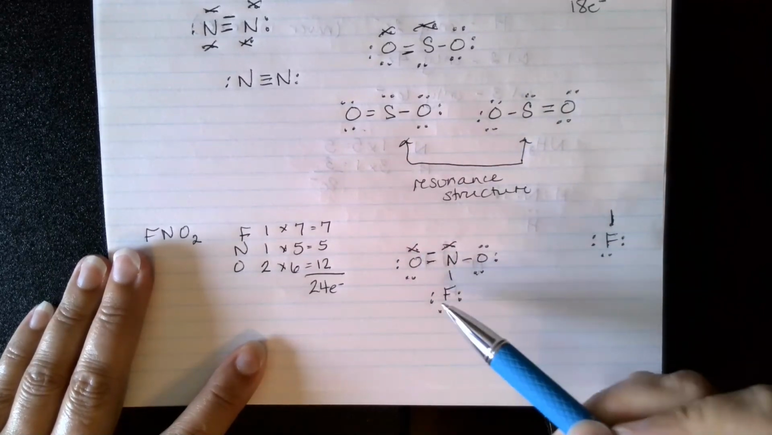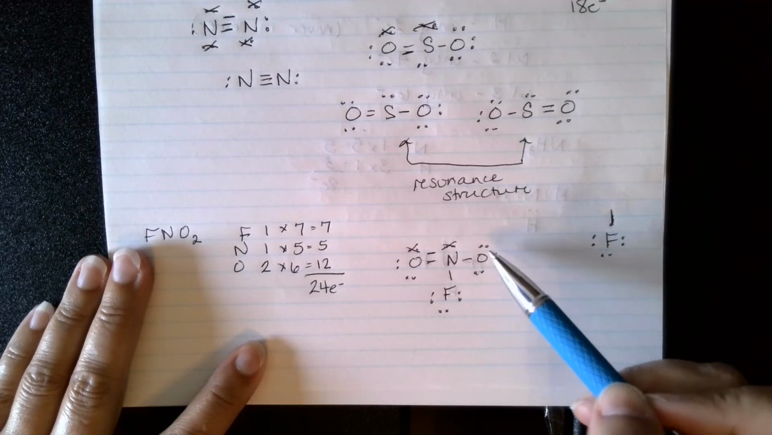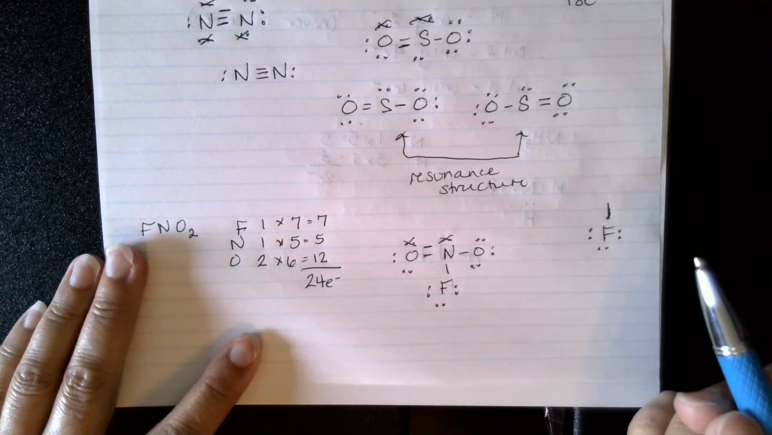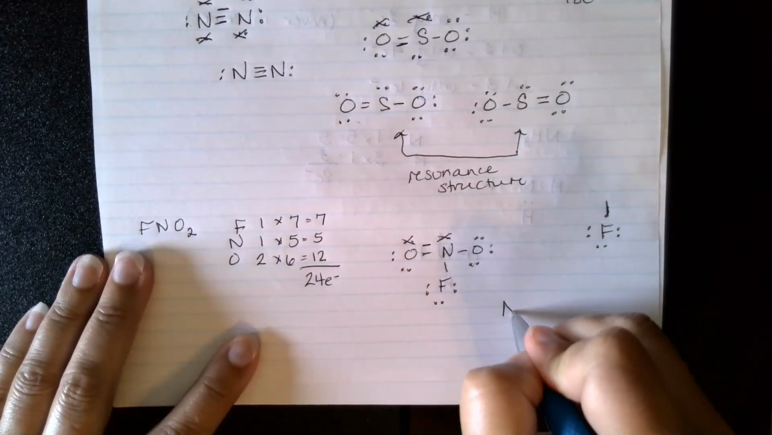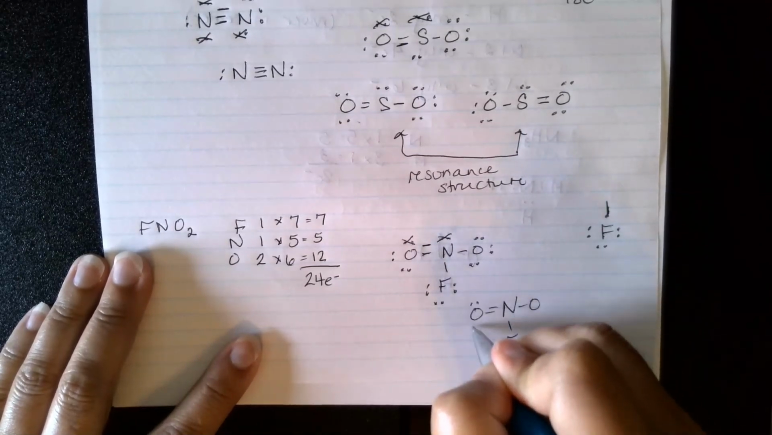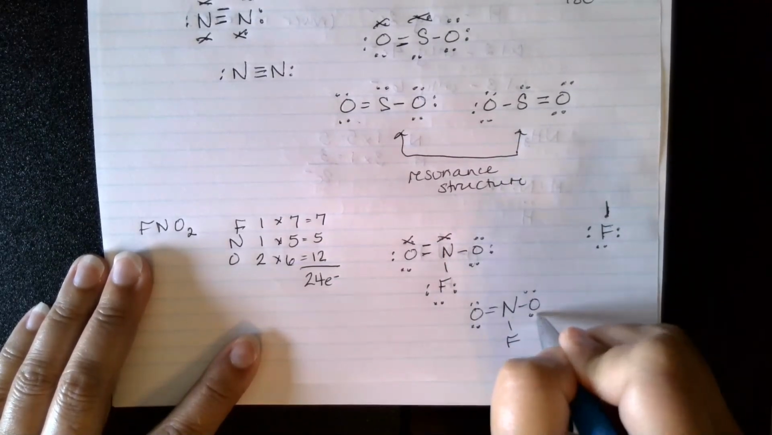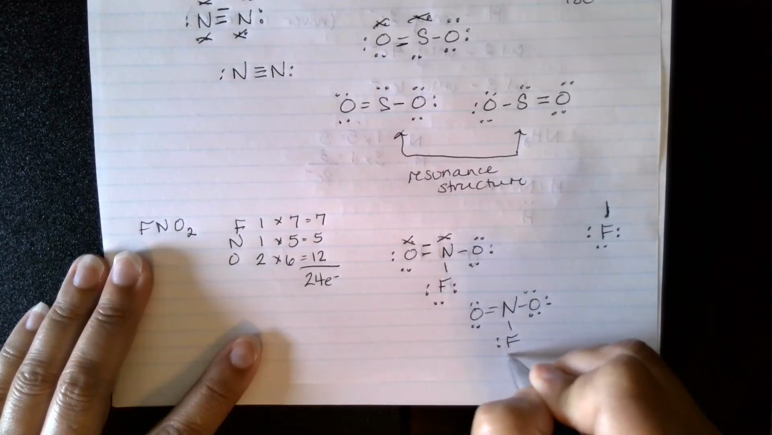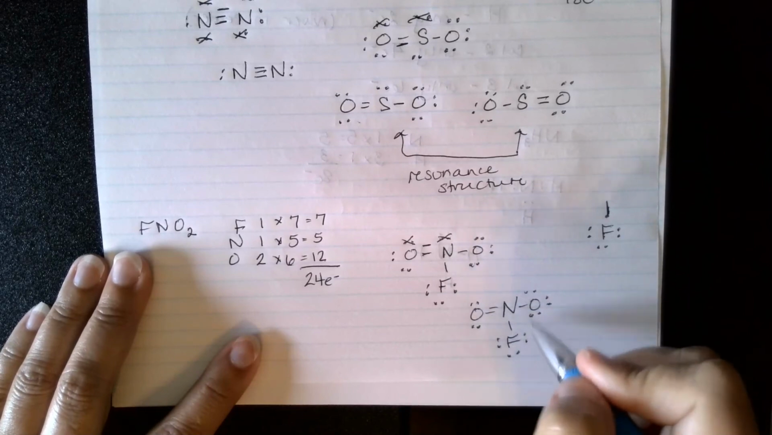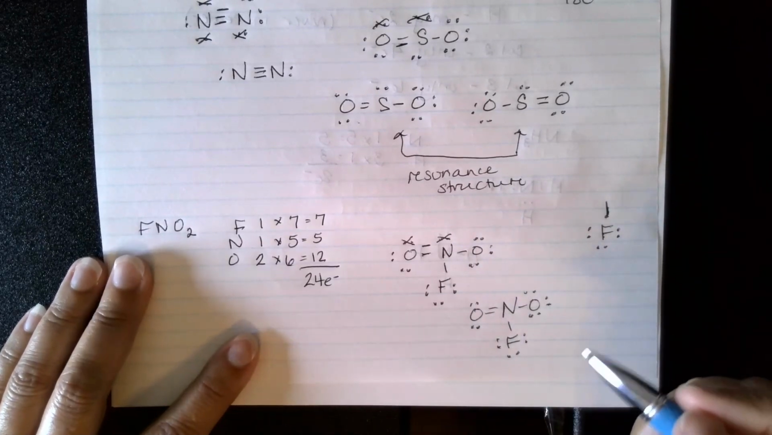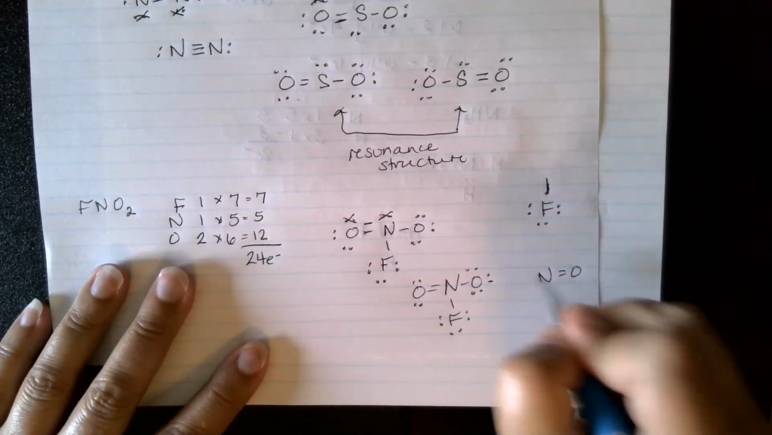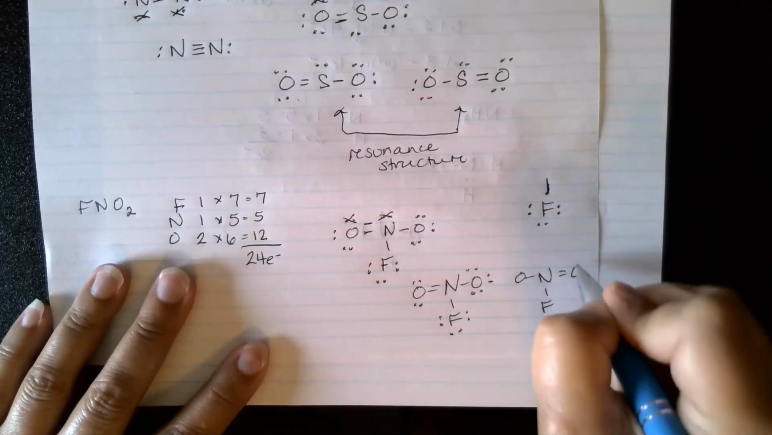2, 4, 6, 8, 10, 12, 14, 16, 18, 20, 22, 24. So my structure is going to look like N, O, O, F. Now I would have a resonance structure in this case. My resonance structure would be putting the double bond on the other side to that other O.